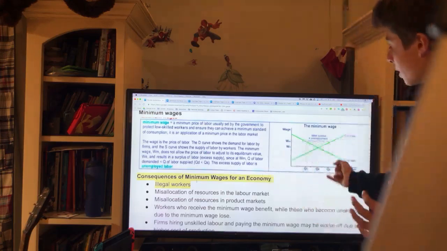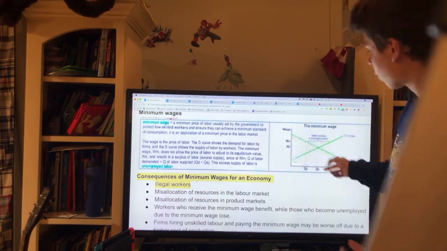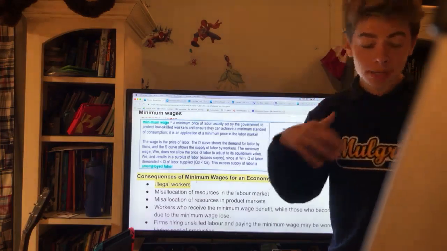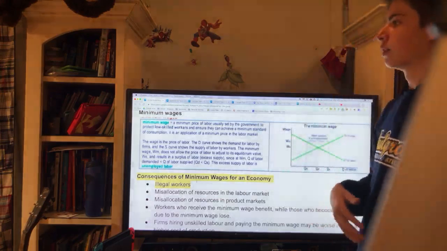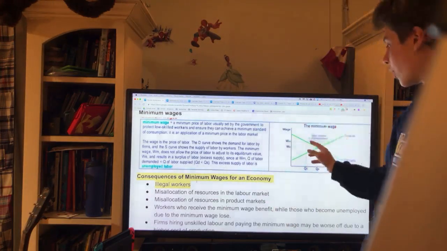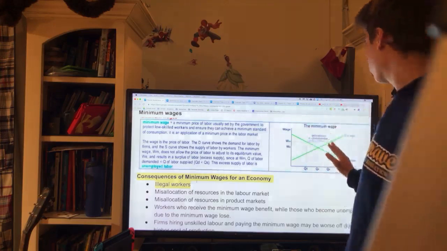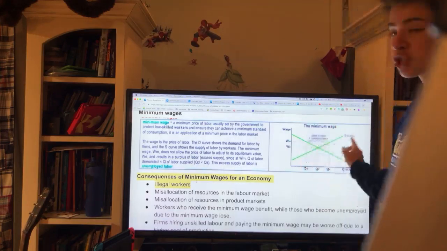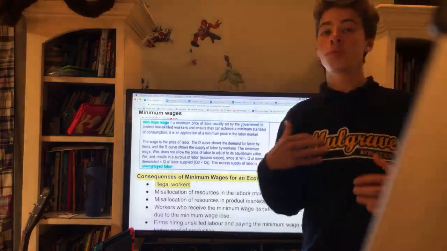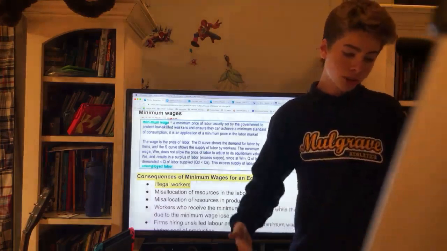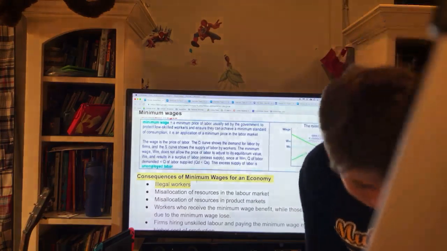So what ends up happening is that the demand for workers decreases as the consumer surplus would decrease. So fewer businesses want to hire workers at this wage, so the amount of workers decreases. And as you can see, it creates a surplus, which means that there are more people who want to work, but not enough jobs, which unfortunately creates unemployment.